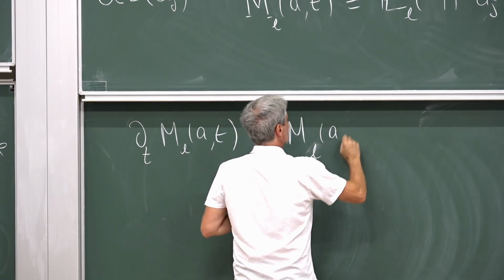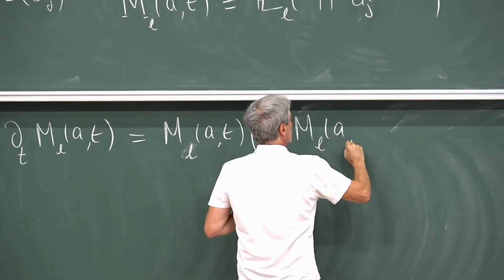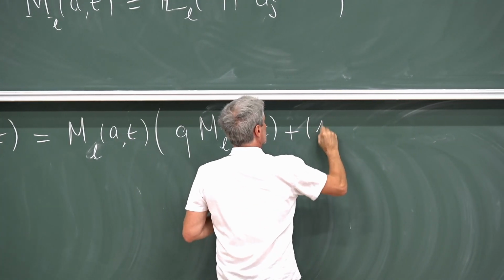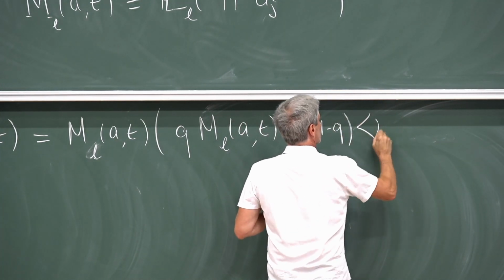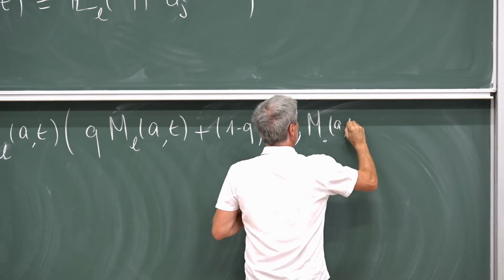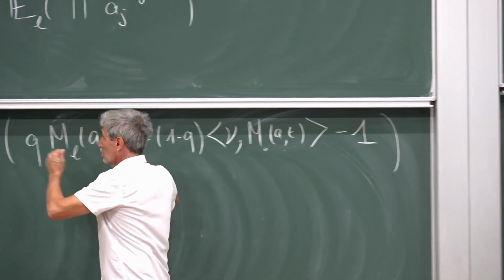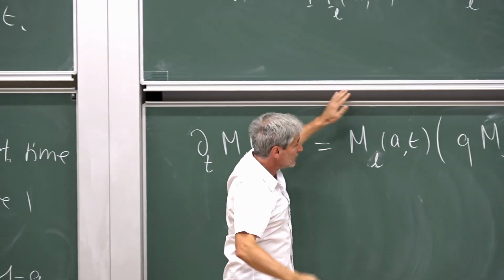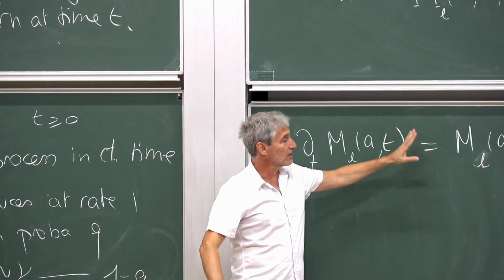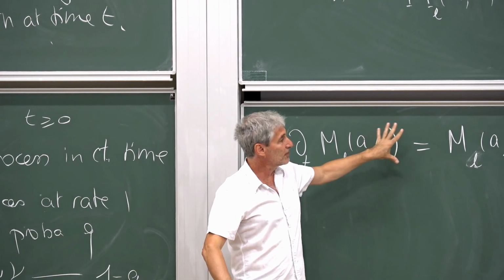This is equal to M_L(A, t) times [q M_L(A, t) plus (1 minus q) times the scalar product of nu and M(A, t) minus 1]. Okay, so for those who are familiar with continuous-time branching processes, this should be pretty obvious. What does this equation mean?